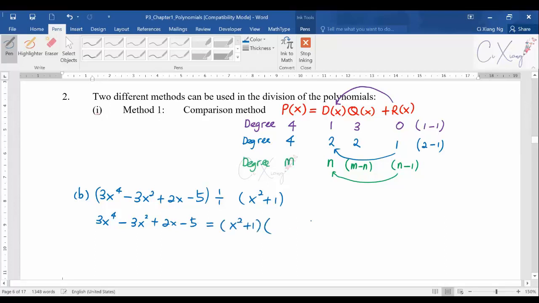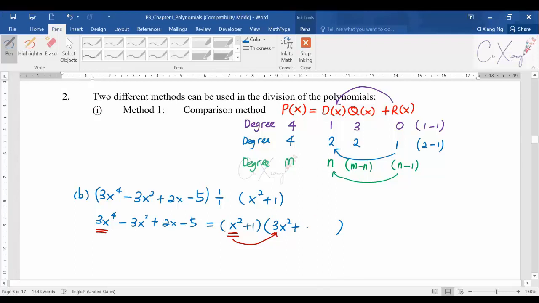And then you want to write out the quotient. For the quotient here, what is the first term? You need to decide it. You take x squared, multiply with something equals 3x power 4. So what is the something here? The something here should be 3x squared. So it also fulfills the concept that we have just now: your quotient must be degree 2.